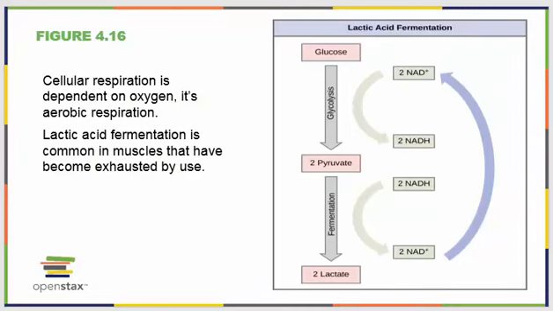Cellular respiration is dependent on oxygen. It's aerobic respiration. There are some instances where there isn't any oxygen or there's simply not enough. One example of what your body can do when you don't have enough oxygen is lactic acid fermentation. It's really common in muscle use when we're exhausted.